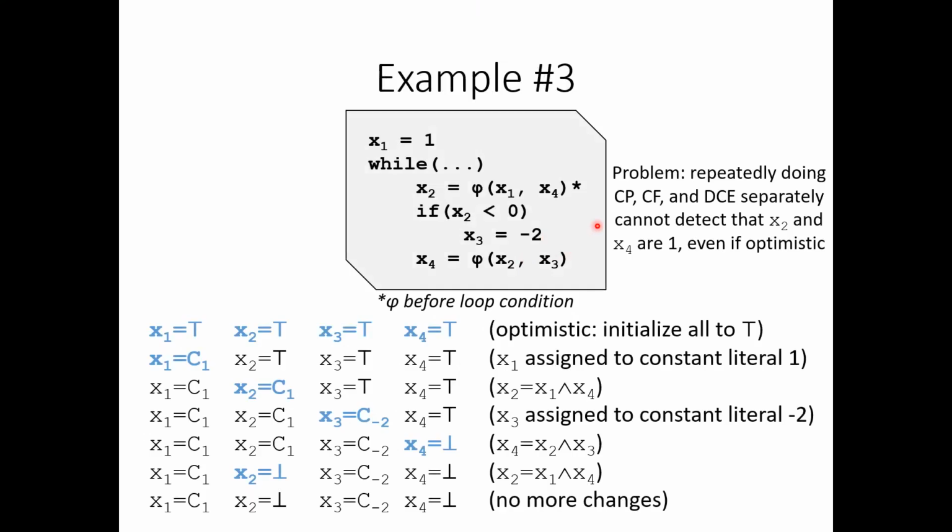Because here, to be able to know that x2 and x4 are both 1, I need to be able to run constant propagation and dead code elimination together at the same time. And no matter how much I run constant propagation and dead code elimination separately, I will not be able to figure out that x2 and x4 are constant, are 1, and that this branch is dead. Is this clear?